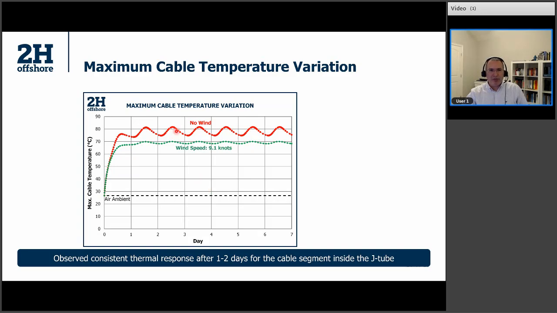So the maximum temperature here is around 81 degrees Celsius. But when we look at it overall, due to wind effects, we reduce the maximum temperature by around 10 degrees Celsius in this case. But you need to perform this analysis in time domain, and you need to look at this steady state response at the end to extract the maximum temperature.